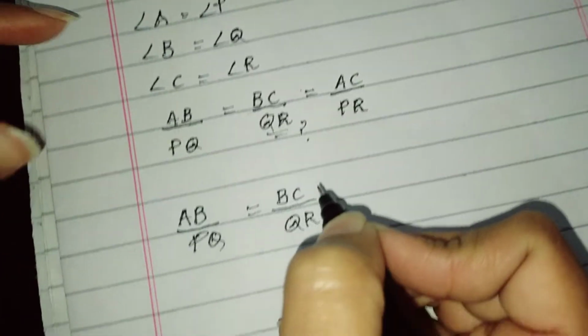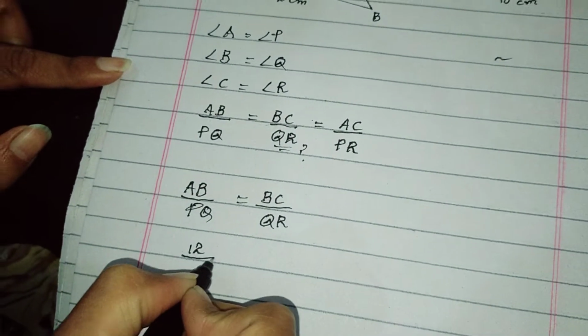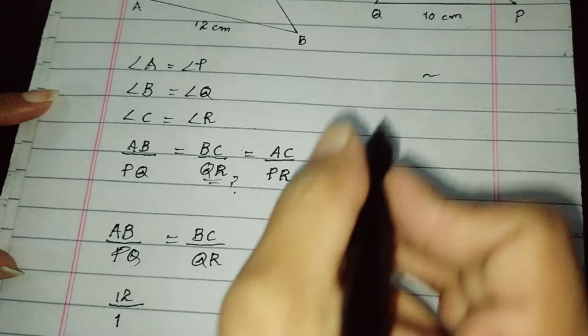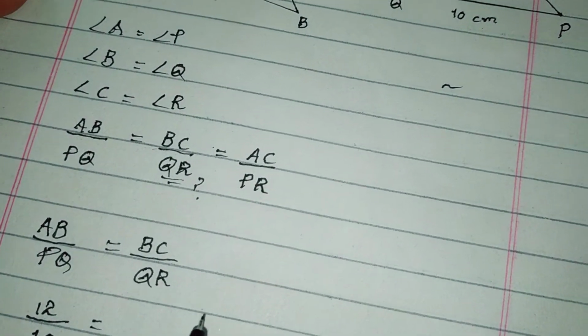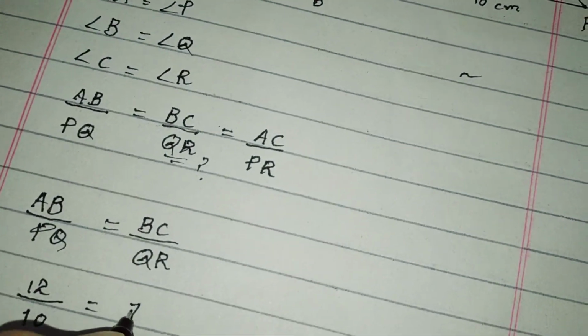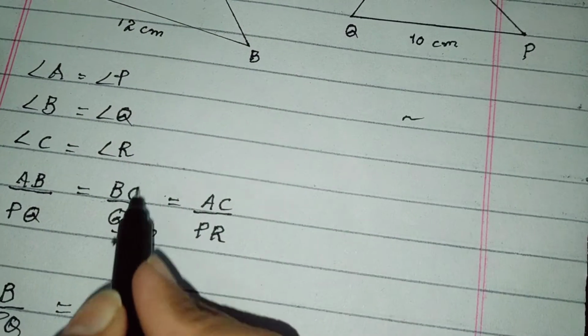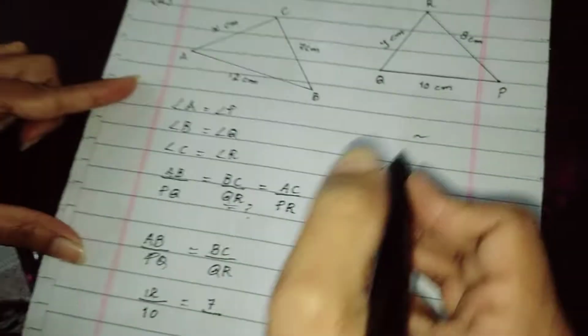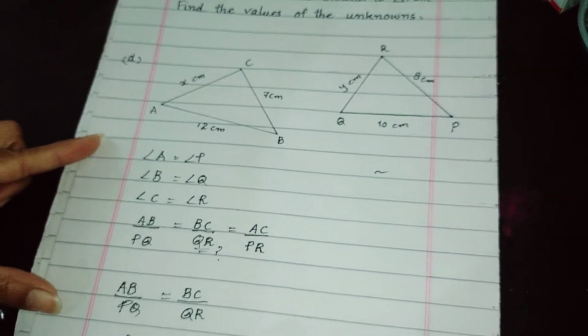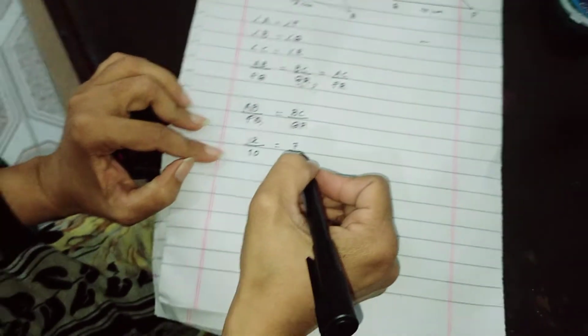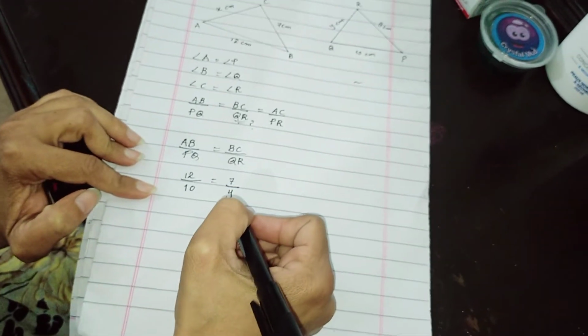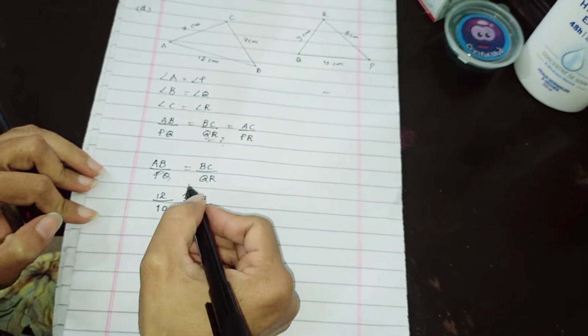And here you can see AB is equal to 12. When we put the values, 12 over PQ, which is 10, is equal to BC, which is 7, over QR, and we have to find QR, that is Y. Now we have a single fraction on both sides, and we have an unknown value Y, so we can do cross multiplication.